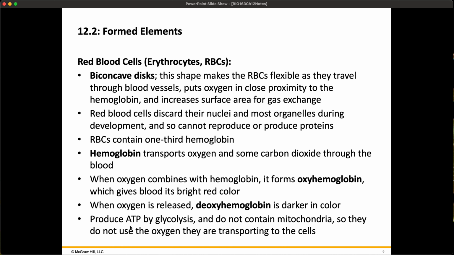Within red blood cells, they produce ATP through glycolysis, so that is an anaerobic process. So they are not using the oxygen that they're transporting to create energy for themselves. They are using a less effective method, but again, red blood cells don't really need a lot of energy. They don't have any nucleus, they can't make any proteins, there's really not a whole lot going on in there except for transporting oxygen and some carbon dioxide, maybe moving some things across their cell membranes.